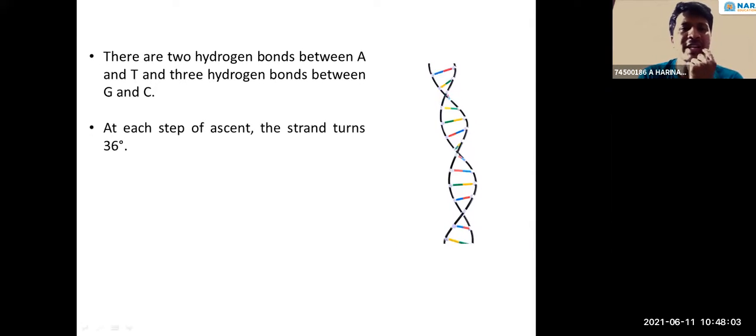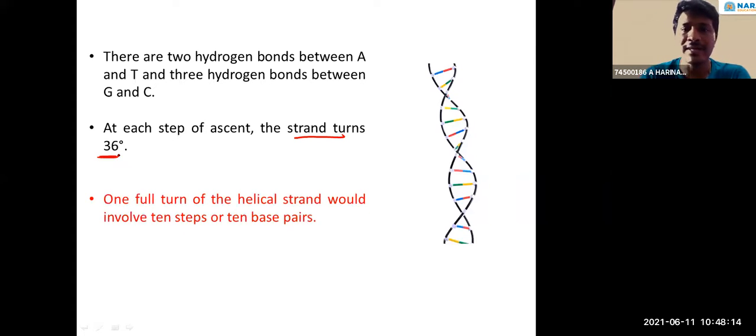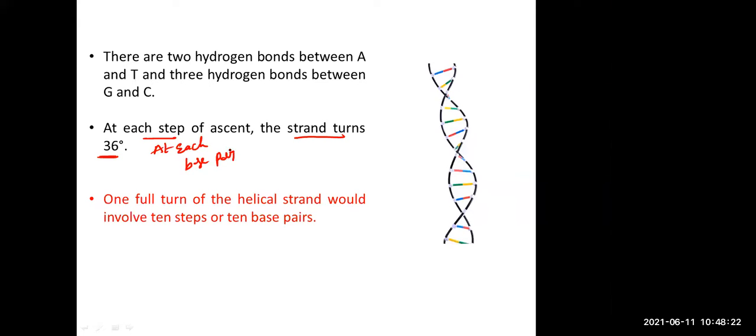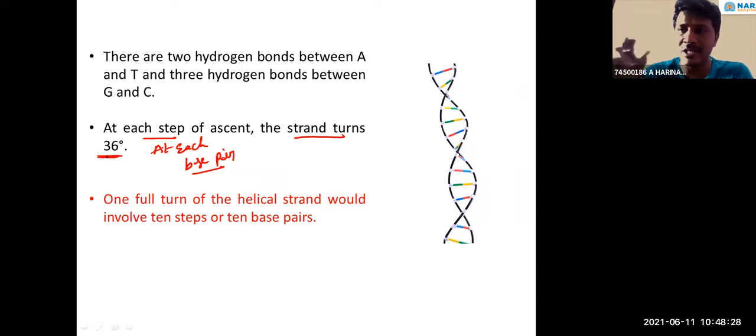So this one I have the idea. At each step, the polynucleotide strand turns 36 degrees. At each step means at each base pair. Sir, does a base pair turn 36 degrees, or the total DNA? Base pair. Actually, each base pair turns 36 degrees.